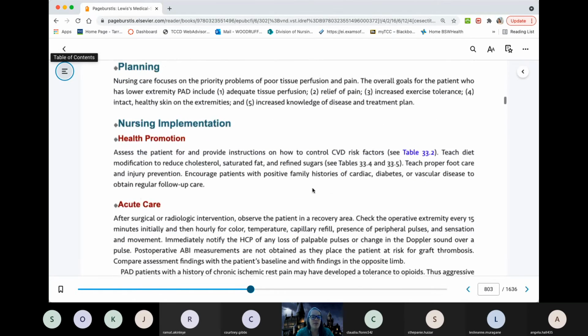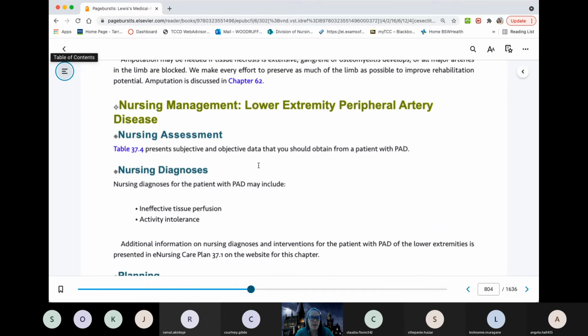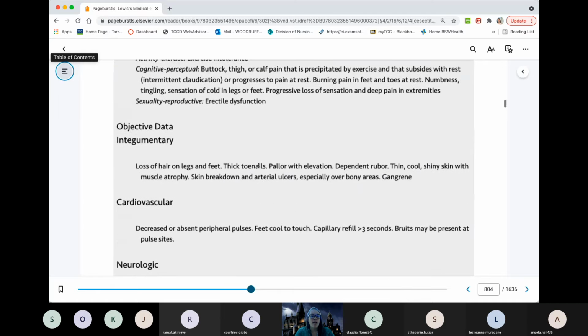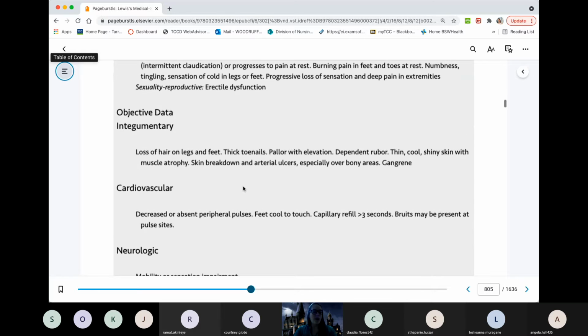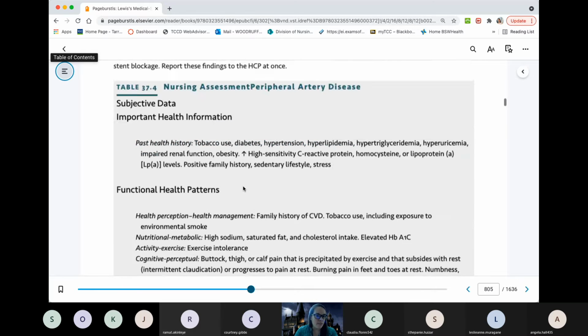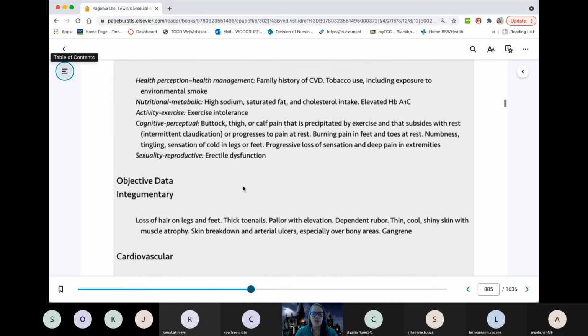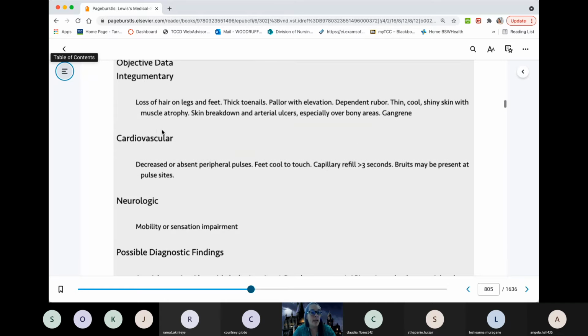There's a table here, 37.4. Let's go here. This might be another table that usually you'd be like, oh, but let's break it down and make it simple. Under this table 37.4, it says nursing assessment. It has subjective data, functional health patterns. That doesn't matter. I'm talking about the physical assessment I'm going to do. It says here, objective data. So integumentary, what does that mean? Skin. So this is saying here, yeah, thank you so much.